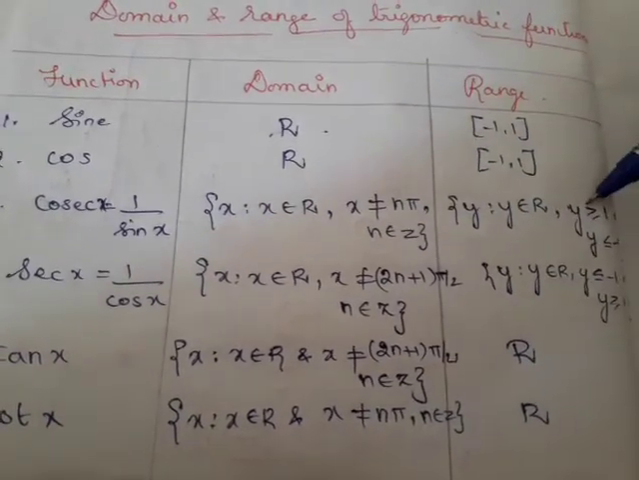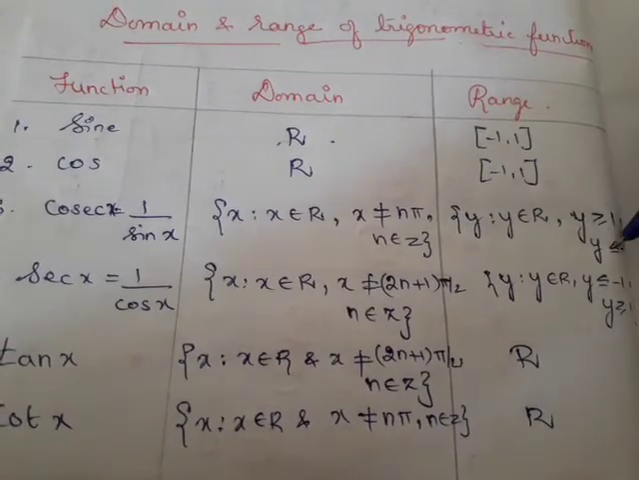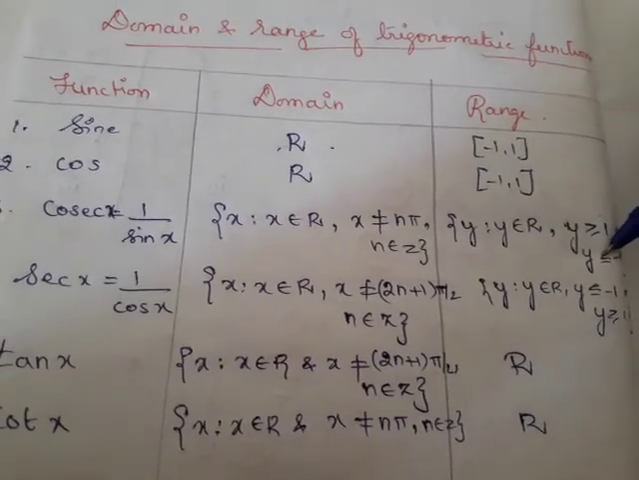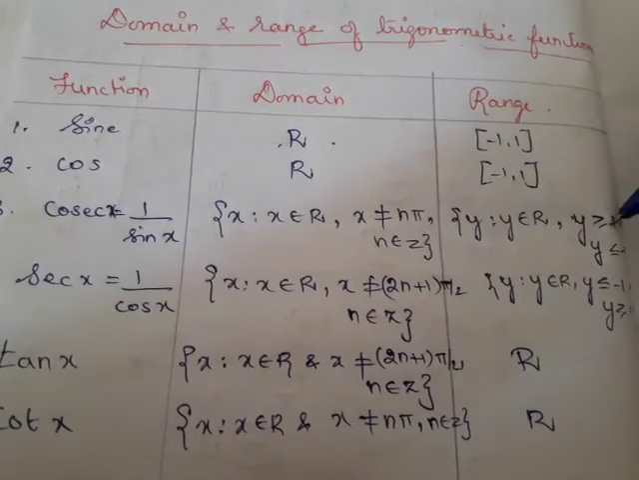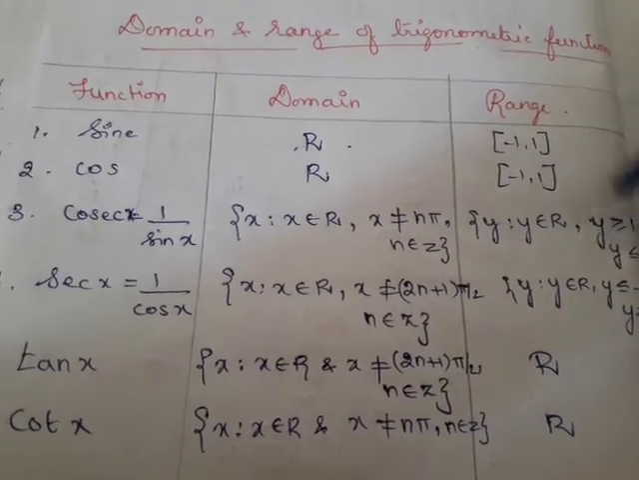What will be the range again? The range is: it can be greater than or equal to 1 or less than or equal to -1, which means it cannot take up the value 0 there, right? It cannot take up the value 0.